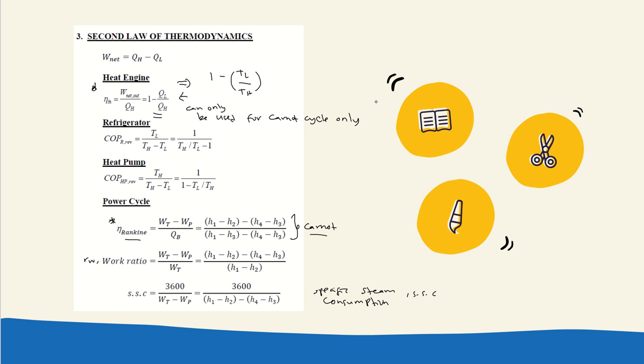Okay, so for the work turbine, work pump, and Q boiler, we can find the properties using this formula. This one is WT, turbine work. WP is pump work. Q boiler is Q in, which is Q supplied in the boiler.